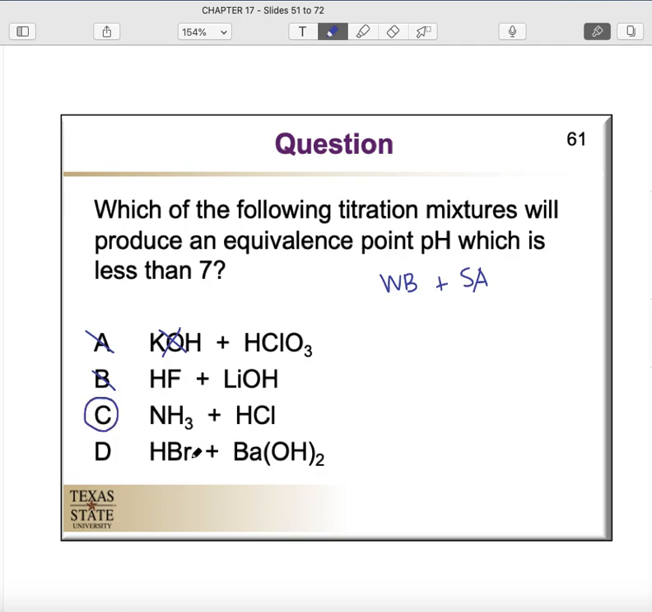And then the last one is a strong acid with a strong base, and therefore that will not work out. Whenever you have a strong acid and a strong base, as you do in A, B, and D, what you have at the equivalence point is a pH that is equal to 7, so not less than 7.